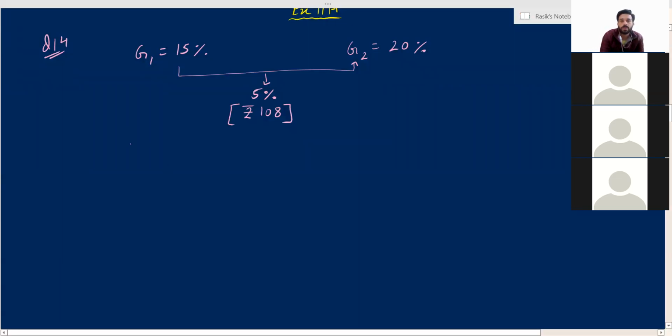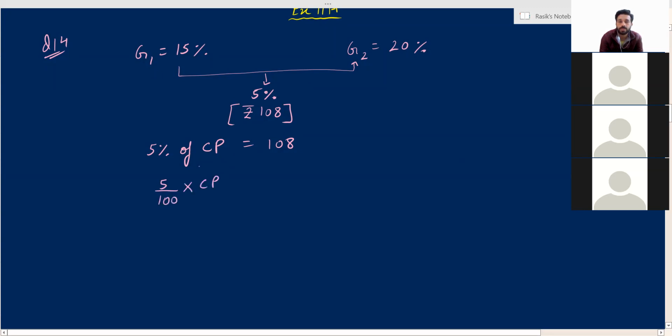So here, can I say that 5% of the CP is 108 only? Yes. Because if we want 5% extra, then we will have to increase 108 rupees extra in the price of the product. So 5% of CP is equal to 108. Okay. So we have got the equation 5/100.